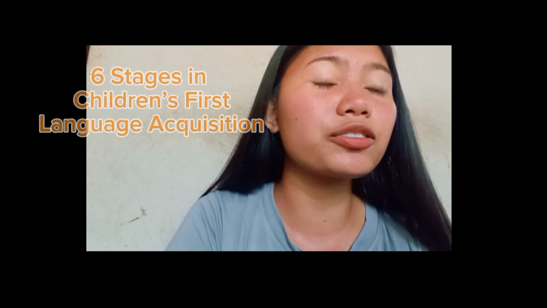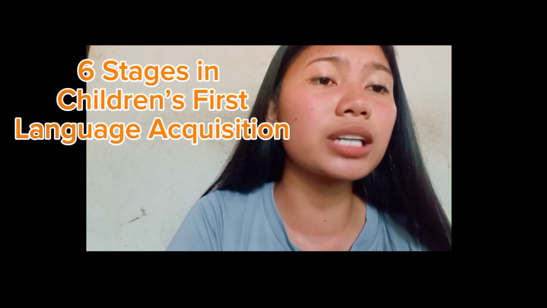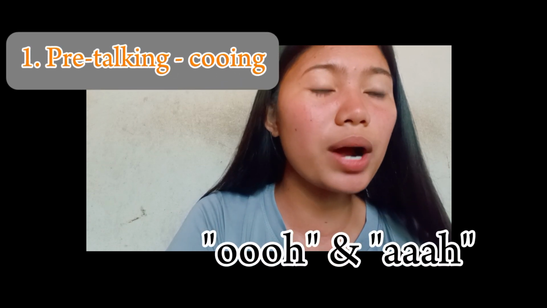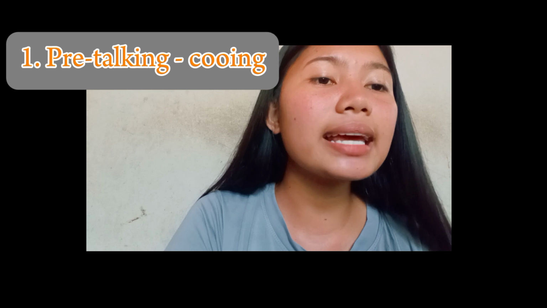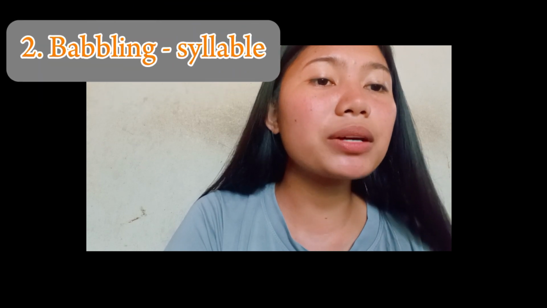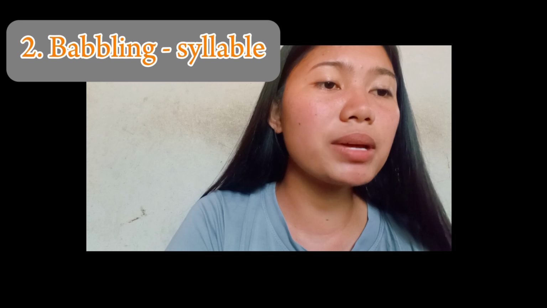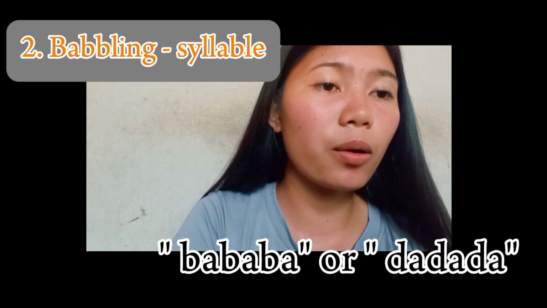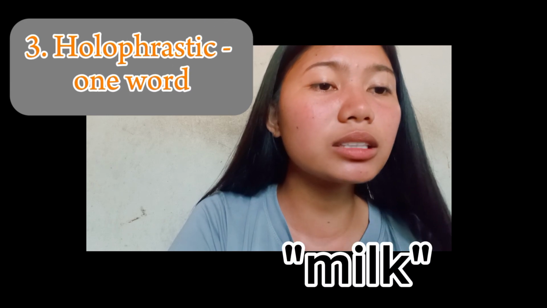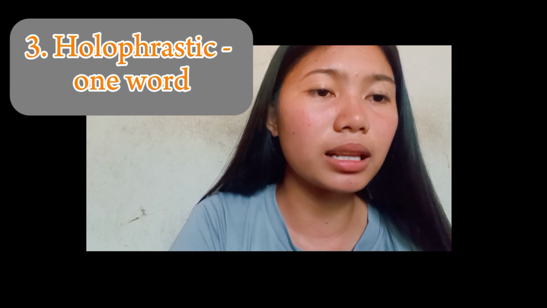So let's proceed. Here are the 6 stages of children's first language acquisition. First, pre-talking or cooing. A baby makes cooing sounds like ooh and ah while lying in their crib. Second, babbling or syllable. A baby repeats consonant-vowel combinations such as ba ba ba or da da da. Third, holophrastic or one word. A child says milk to indicate that they want milk.